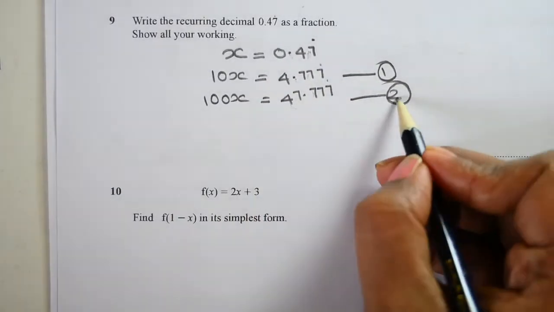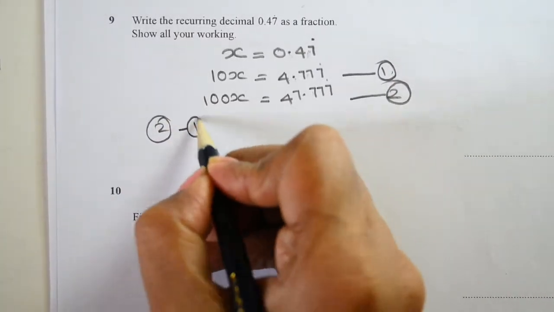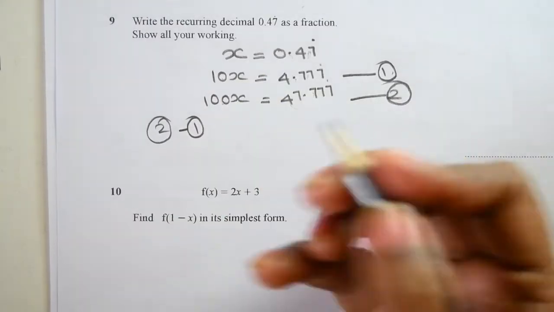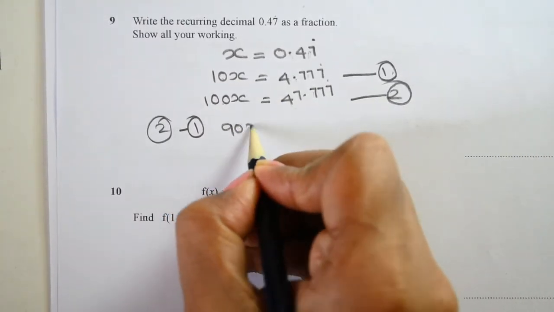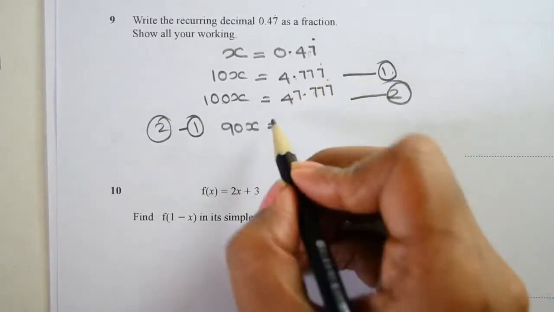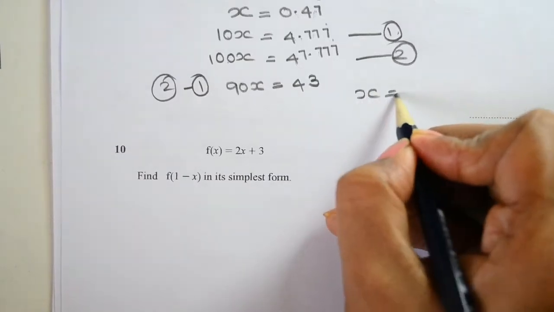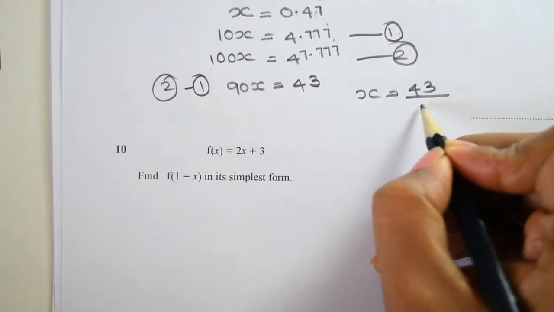Then second equation minus first equation. Second minus first. What is 100x minus 10x? It's 90x is equal to, what is 47.777 minus 4.777, you will get 43. So how will you get the value of x? x is equal to 43 divided by 90.